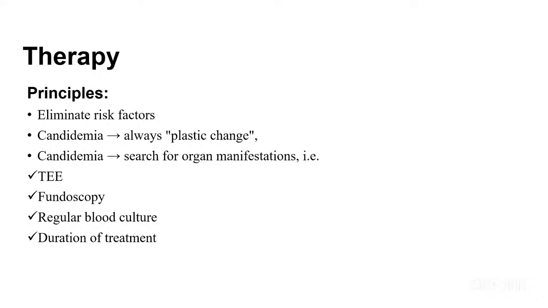Therapy is first to eliminate risk factors like antibiotics and steroids; discontinue hydrocortisone if possible. For candidemia, always change or remove all central venous catheter lines. Also search for organ manifestations: transesophageal echocardiography to rule out endocarditis, and fundoscopy to rule out chorioretinitis. Then regular blood culture controls, and duration of therapy is up to 14 days after the first negative blood culture.